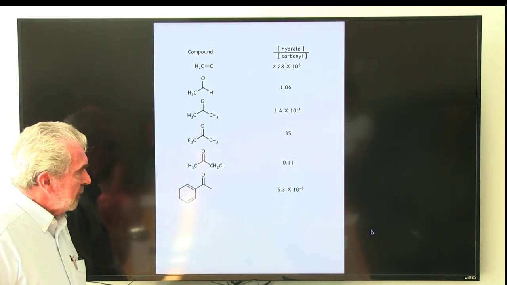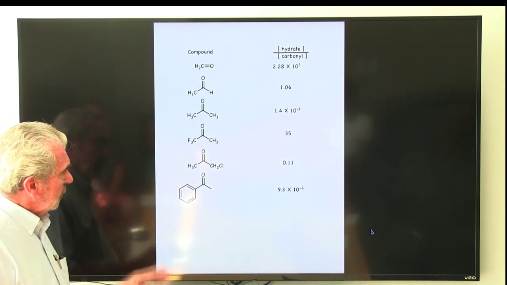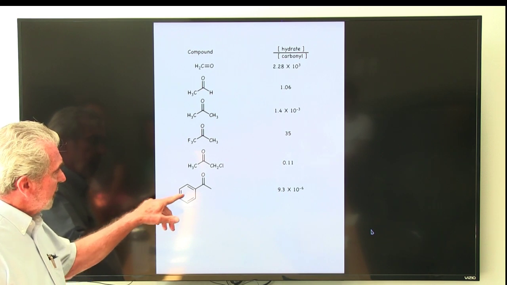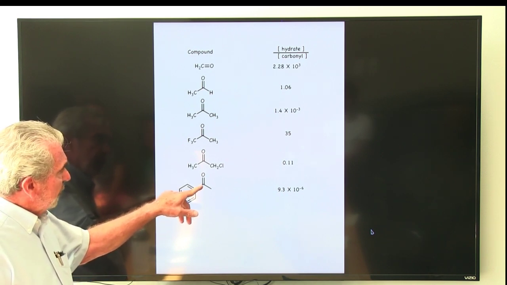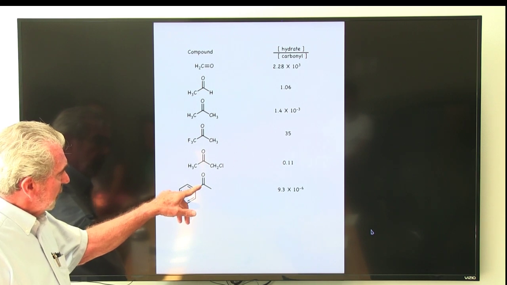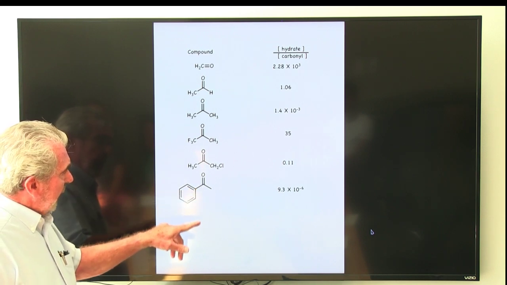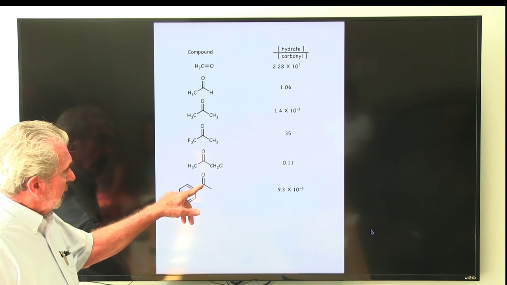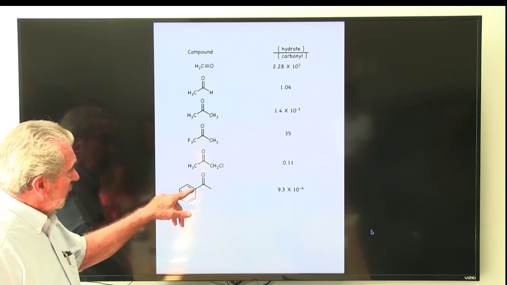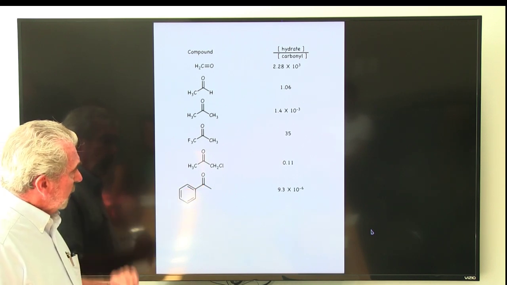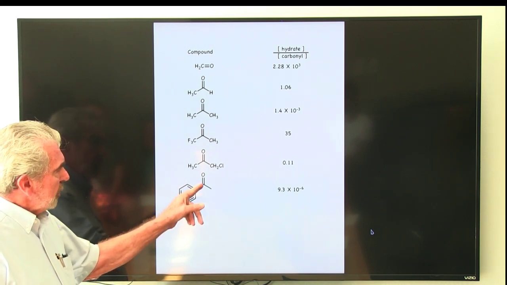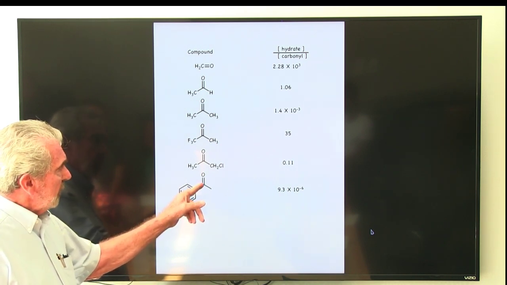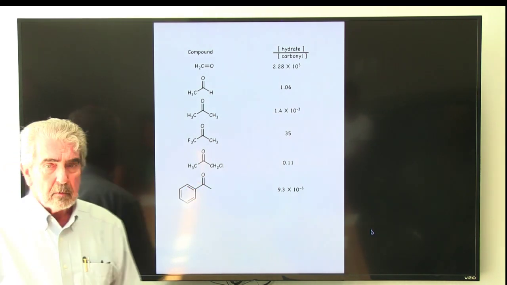Now take a look at this guy here. This is kind of a neat example, because you notice that this would be benzophenone, right? And here we have the carbonyl directly attached to the benzene ring. So what do you suppose happens to the positive charge which develops on the carbonyl carbon?